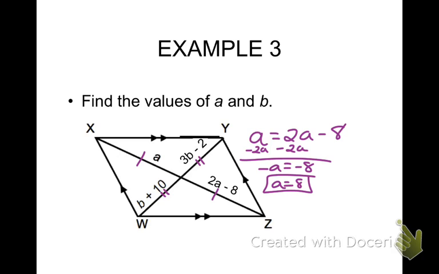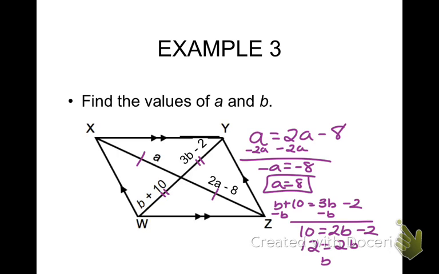What would be an equation to solve for b? B plus 10 equals 3b minus 2. Good. Hopefully we all can solve that. So subtracting b from both sides, 10 is equal to 2b minus 2. Adding 2 over, 12 is equal to 2b. B is equal to 6.